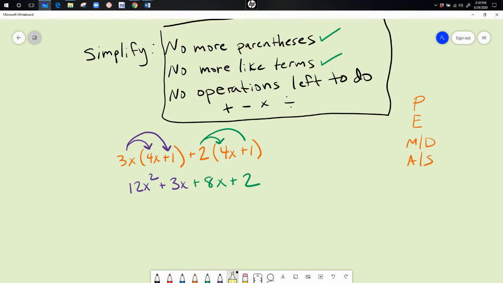Let's try this highlighter and see how that works out. Let's get any like terms and highlight them. Here's one, we have an x, and we have another x. Those are the only like terms I see, and they combine to, what color should we use, let's do blue, 8, 9, 10, 11 x's. Bring down your 2, bring down your 12x squared, because those didn't combine. We have completed the simplification process. You notice we have no more parentheses, no more like terms, and that is the answer.